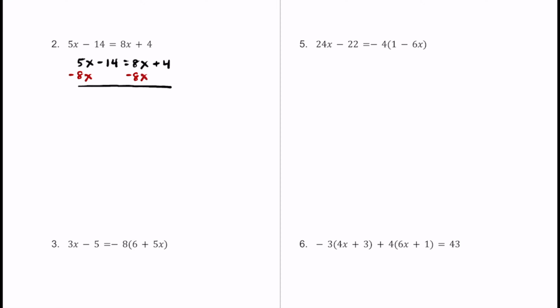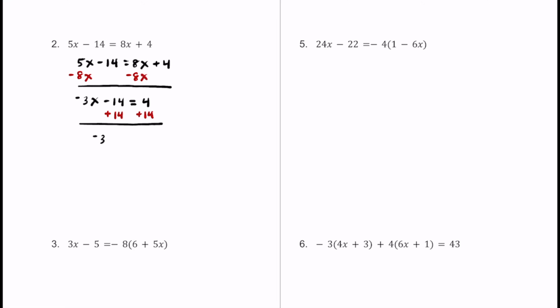5x take away 8x is going to be negative 3x. We still have a minus 14 on the left side. On the right side, this 8x and minus 8x will cancel out, so we're just going to be left with a positive 4. Next, let's go ahead and add 14 to the left side and add 14 to the right side of the equation. If we go ahead and do that, then we're going to see that this negative 14 and positive 14 will cancel out.